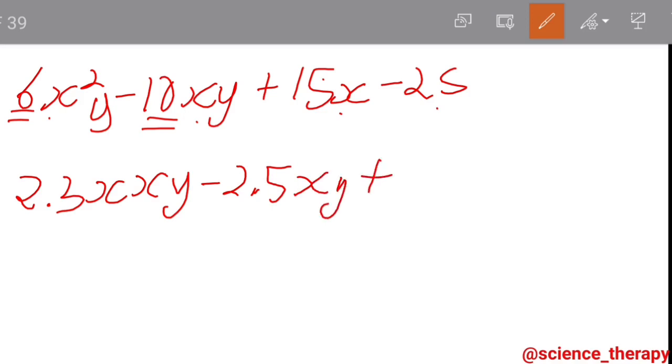Then plus, if we look at the third term and the fourth term, is there a common factor in between these terms? Yes, there is. It's 5. So 5 can go into 15 and leave no remainder, and also can go to 25 and leave no remainder. So we have 5. Now we want to write 15 in terms of factors, so that's 5 times 3, but we have x, so it's 5 times 3x. Then 25 in terms of factors, we have 5 times 5, right?